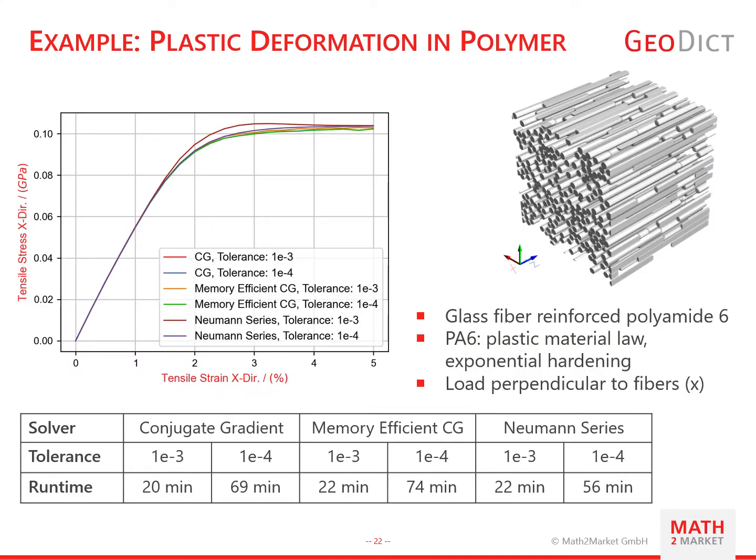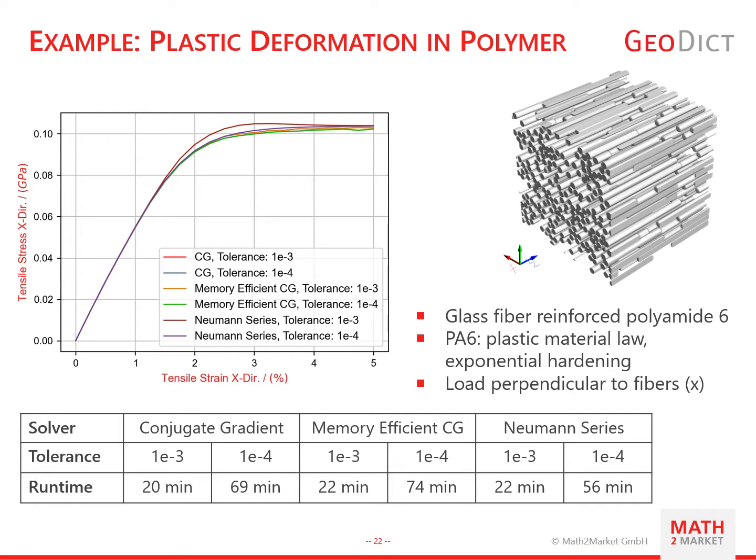First, let's look at a rather simple case. We simulated a glass fiber reinforced polyamide 6, which was loaded perpendicular to the fiber direction. For the polyamide 6, a plastic material law with exponential hardening was chosen. All three different solver methods were compared for this case: conjugate gradient, memory efficient conjugate gradient, and Newman series. Moreover, two different tolerances, tolerance is the stopping criterion, were used, 10 to the 3 and 10 to the 4. In the diagram you can see that all settings lead to more or less identical results except for one: Newman series with a tolerance of 10 to the 3.